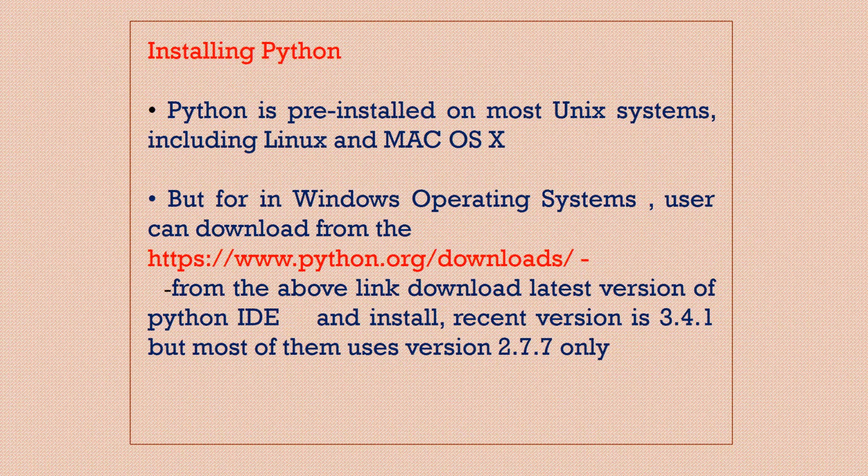So these versions can be downloaded from this link, https://www.python.org/downloads, and you can choose your version of Python which you want to download, be it Windows or Mac operating system. There are different links, you can look at them and download them for free.